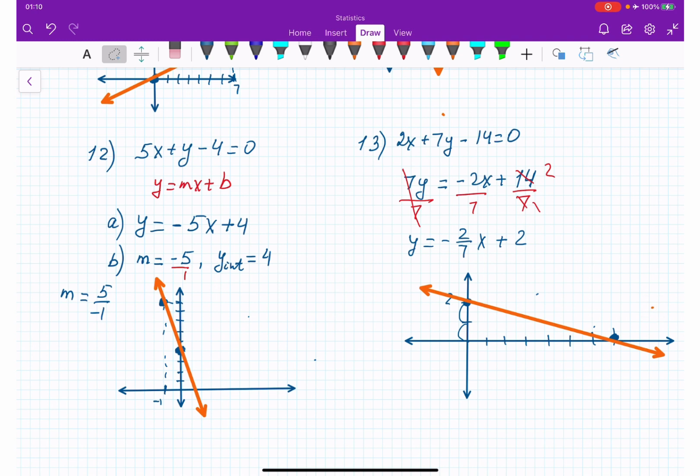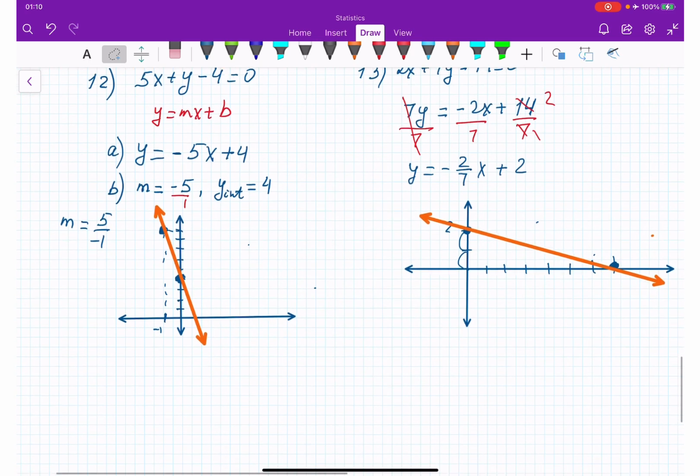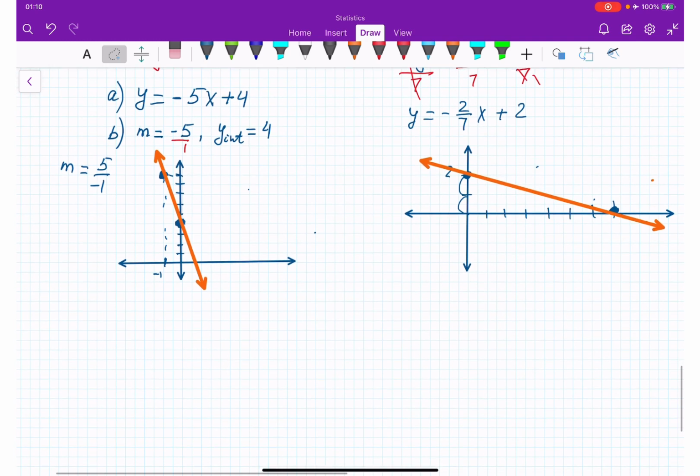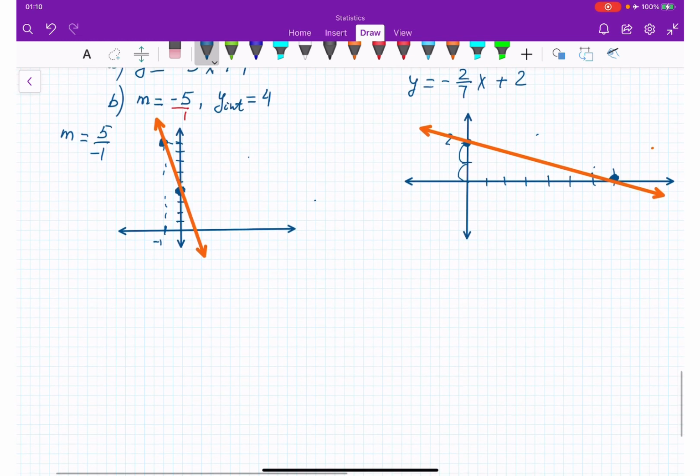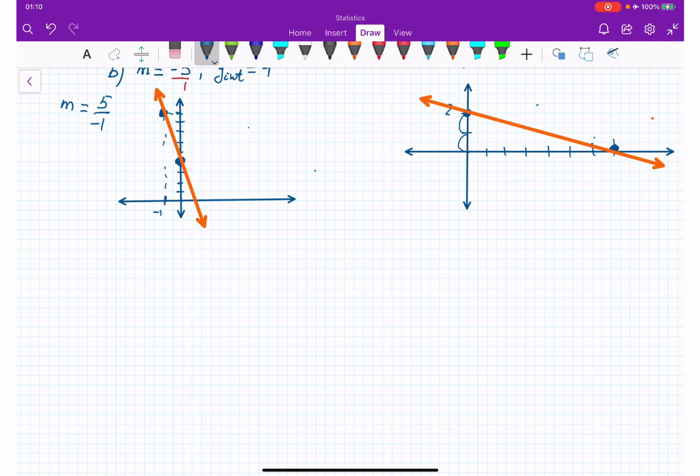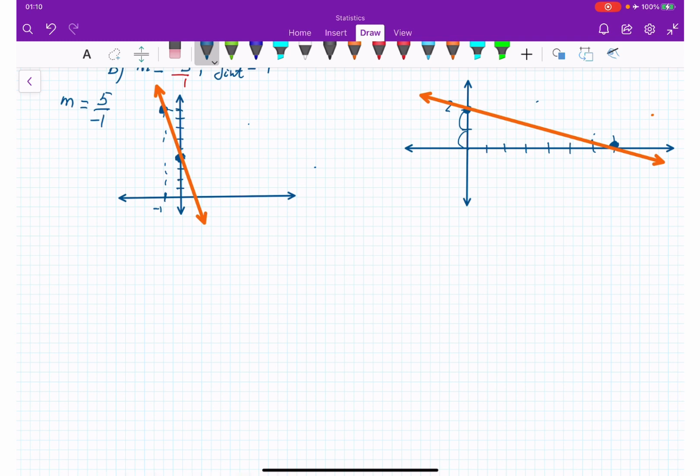Okay. Question number 14. Now here we're going to use a different method of graphing. So till now we were graphing based on slope and intercept. Now there is another method. It's the method of intercepts. Method of two intercepts. Let's do it. Question number 14.